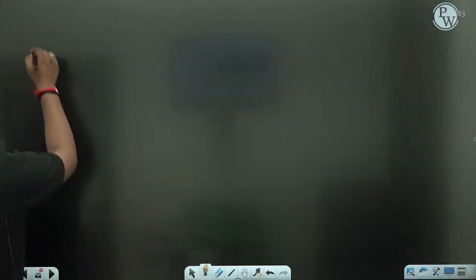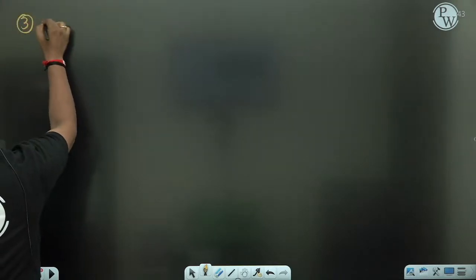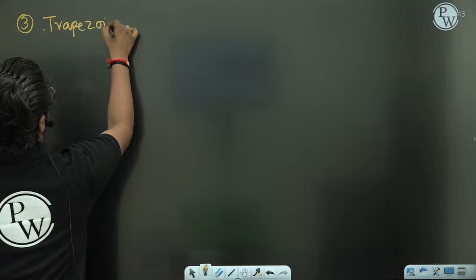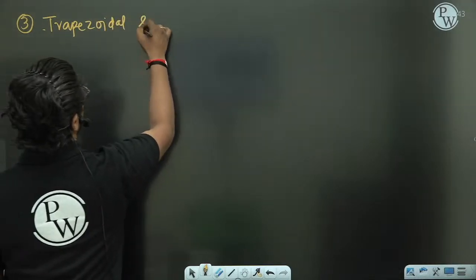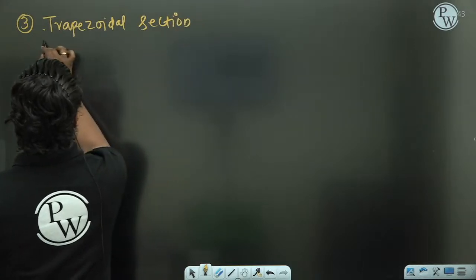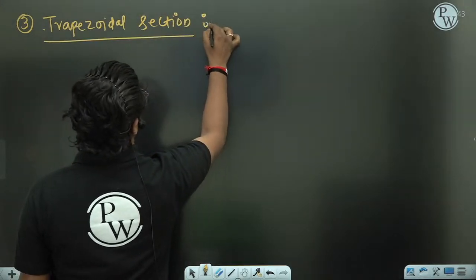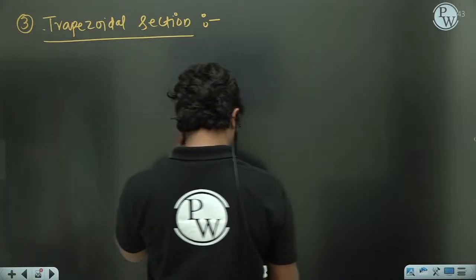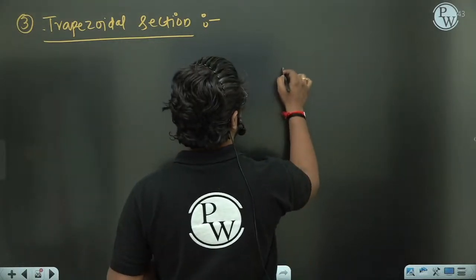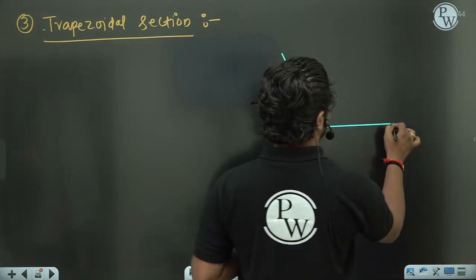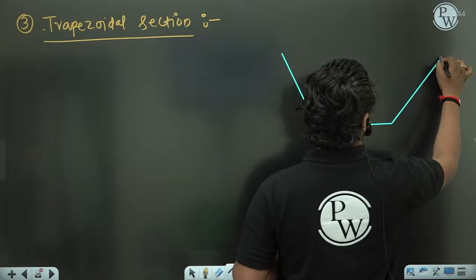Okay. Now the third case is the trapezoidal section. So it will be like this. It's a combination of a rectangle as well as a triangle.